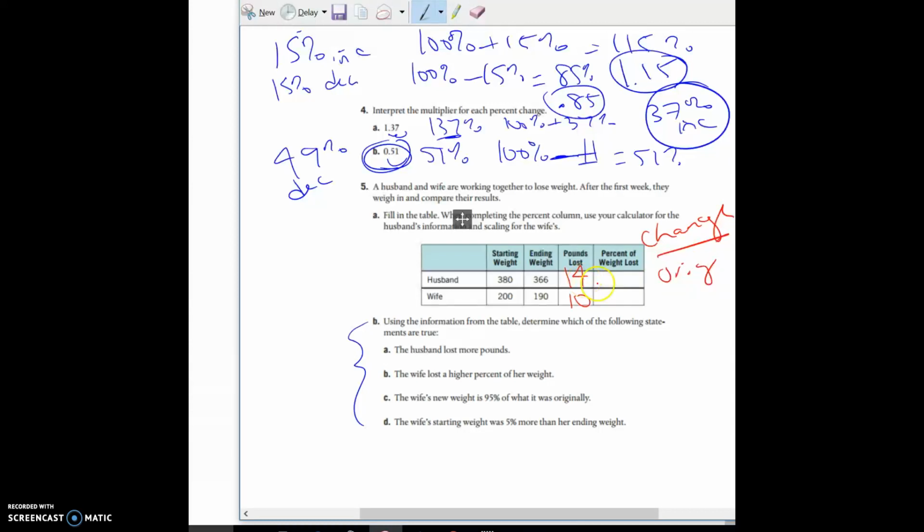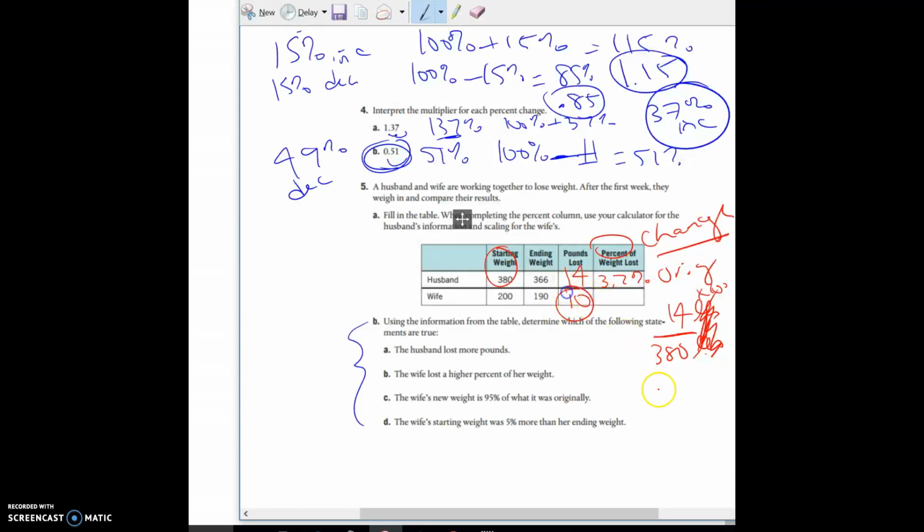So he lost 14 pounds. I want a percent, so I know I'm going to divide, but I have to divide by his start. And again, notice units match, pounds and pounds. So those are going to cancel. Again, multiply by 100. And so his was 3.7%. All right, now let's look at hers.